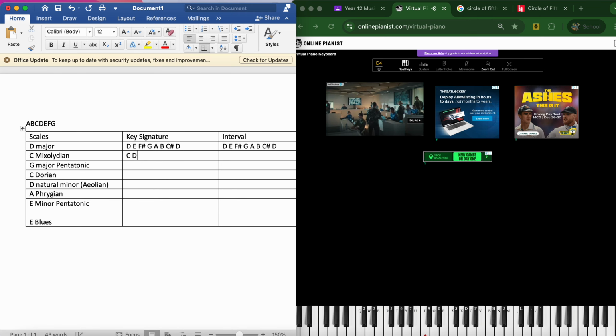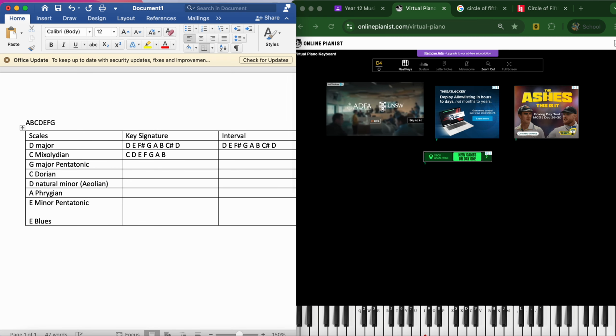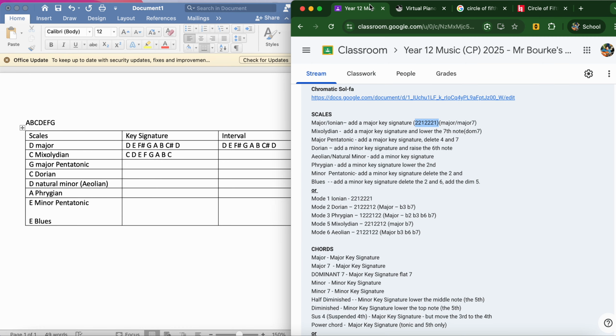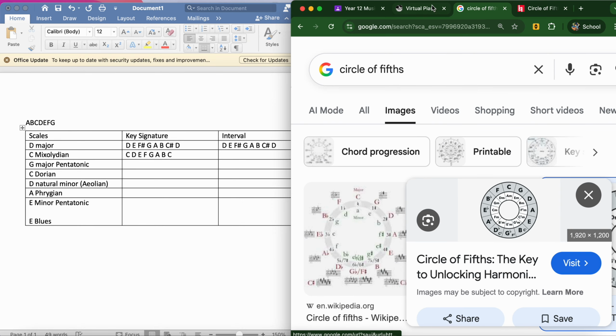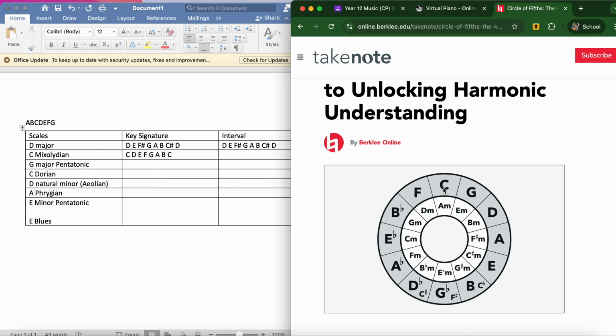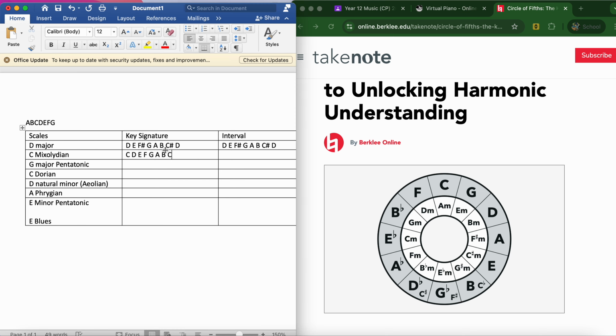Mixolydian, we can do the same thing starting from C. And what does it say here? Add a major key signature and lower the 7. So the major key signature for C is nothing at all. 0 sharps, 0 flats. So that's a major scale. And then we go to the 7th, 1, 2, 3, 4, 5, 6, 7, and add a flat.